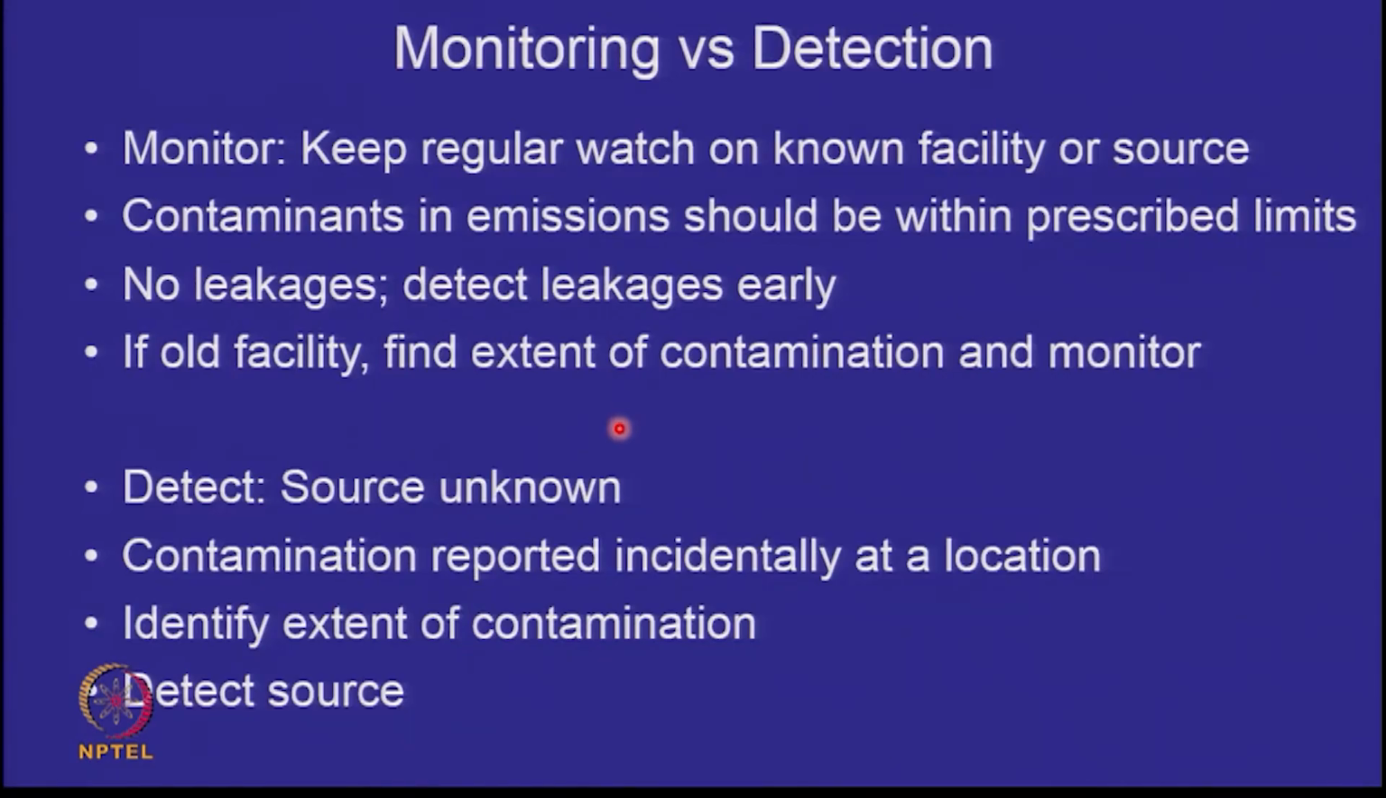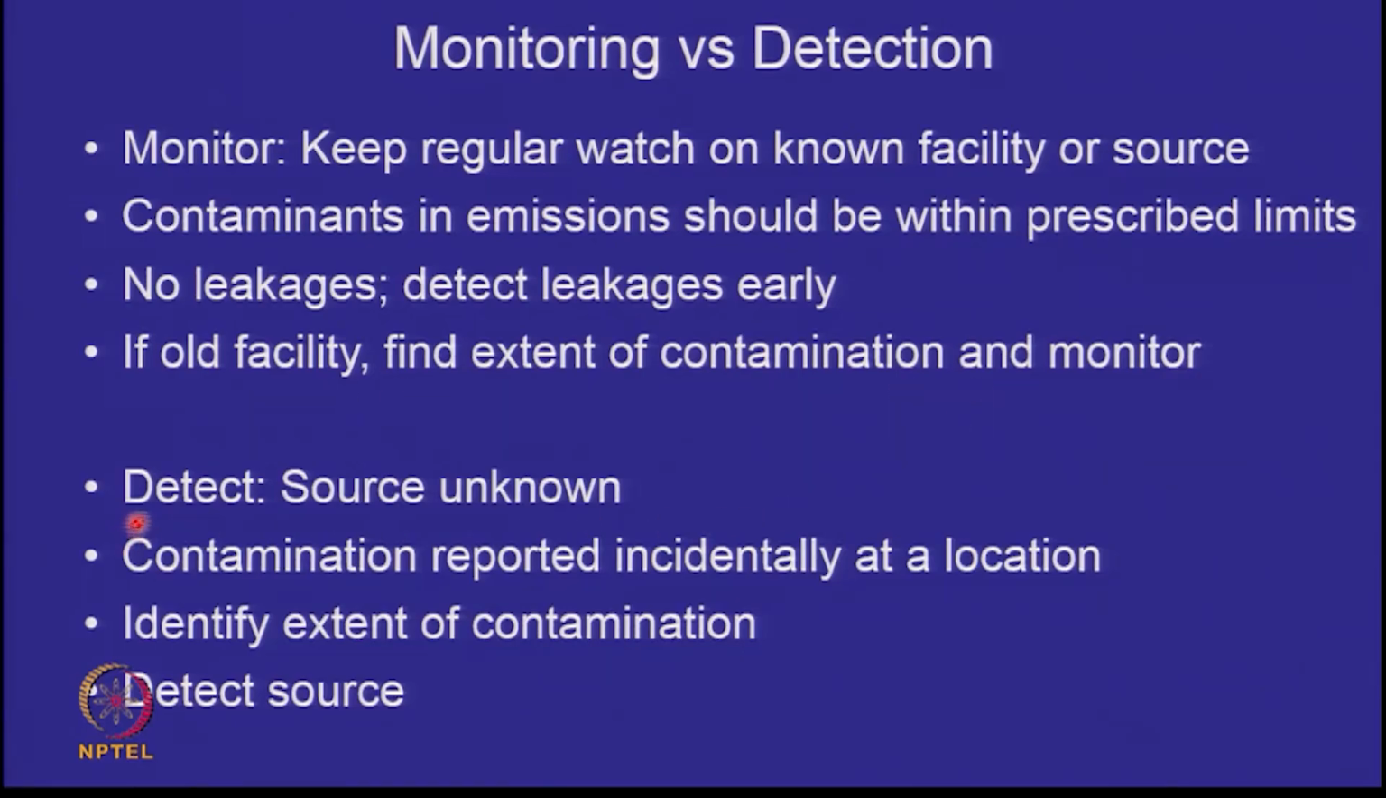We distinguished last time the difference between monitoring and detection. We said monitoring, we know the source and we are keeping a regular watch, and our main objective is that the contaminants in the emissions should be within the prescribed limits. There should be no leakages, but if leakages occur, we should be able to detect it early. If we have an old facility, we have to first find the extent of contamination and then monitor at the boundaries of the contamination. Finding the extent of contamination is like detection.